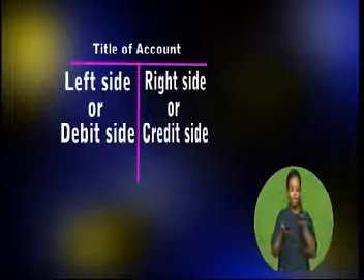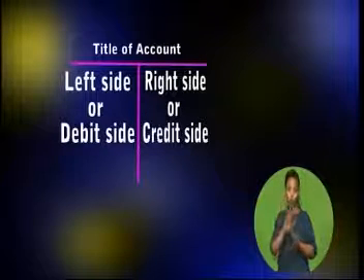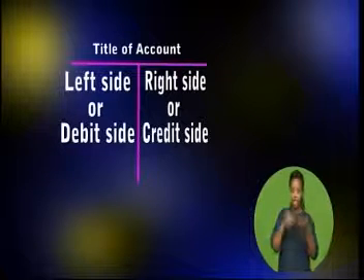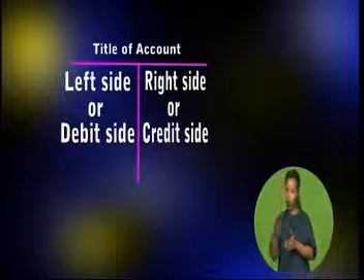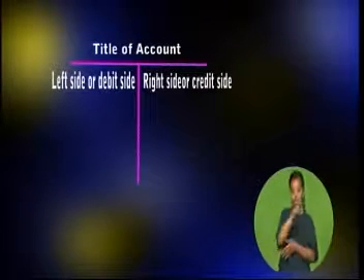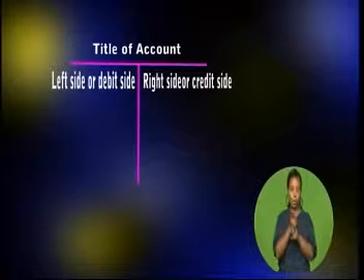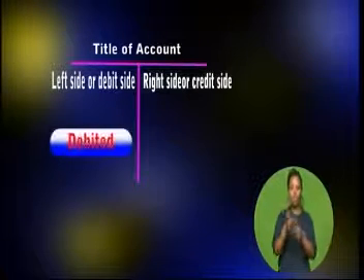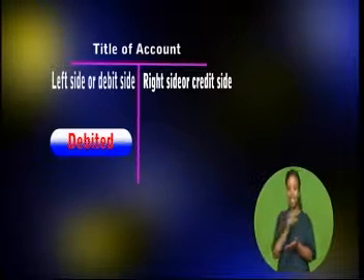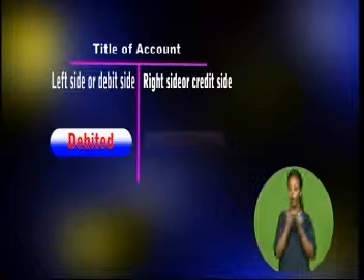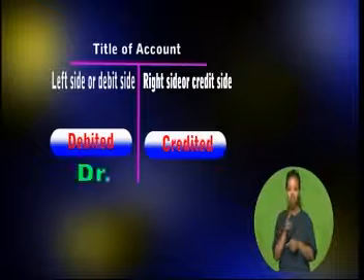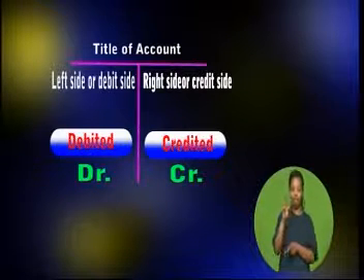The balance or the excess of the total of one side over the total of the other is inserted near the last figure on the side with the larger amount. When an amount is entered on the left side of an account, it is a debit and the account is said to be debited. When an amount is entered on the right side, it is a credit and the account is said to be credited. The abbreviations for debit and credit are DR and CR respectively.